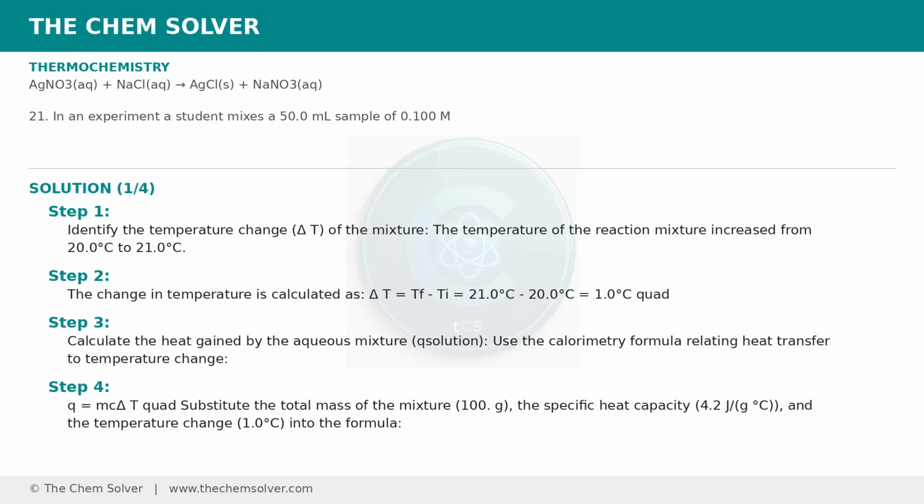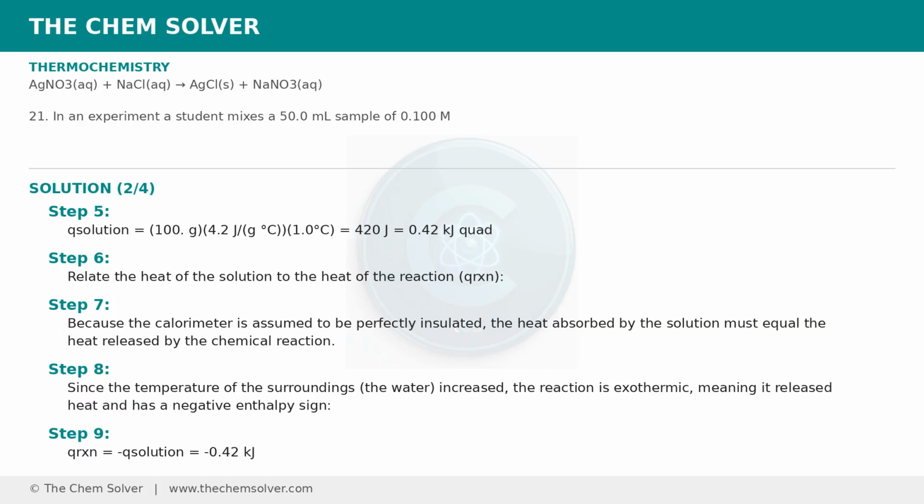Calculate the heat gained by the aqueous mixture, Q solution. Use the calorimetry formula relating heat transfer to temperature change: Q equals mc delta T. Substitute the total mass of the mixture, 100 g, the specific heat capacity, 4.2 J/g degrees C, and the temperature change, 1.0 degrees Celsius, into the formula. Q solution equals 100 g times 4.2 J/g degrees C times 1.0 degrees Celsius, equals 420 J, equals 0.42 kilojoules.